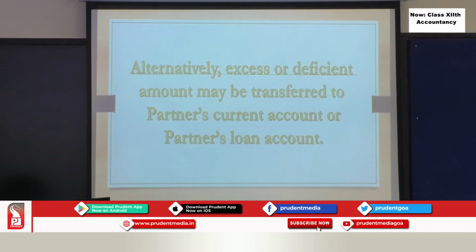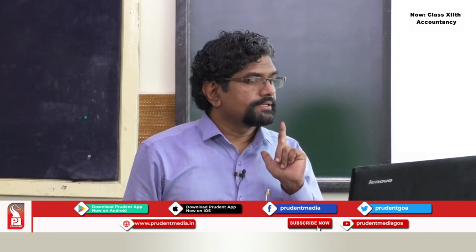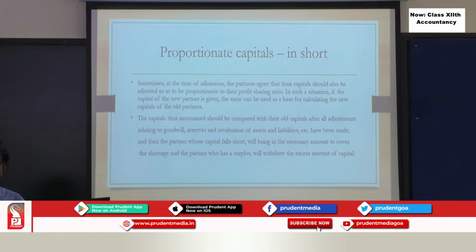Alternatively, the excess or deficient amount in the capital accounts can also be adjusted by transferring to the partner's current account or the partner's loan account, as the case may be, as it is mentioned in the partnership deed or as it is agreed upon by the partners. Okay. So, in short, proportionate capitals mean capital account balances in proportion to the new profit and loss sharing ratio. That is the meaning of proportionate capitals.